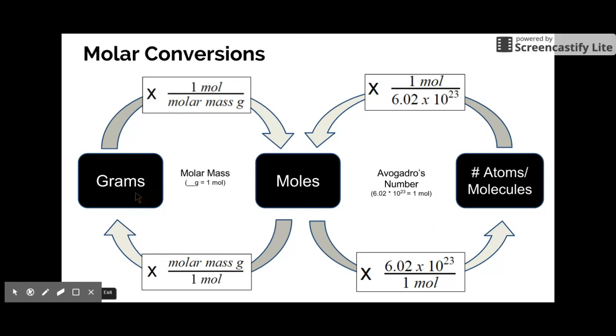So to go between grams and moles, I use molar mass. To go between moles and atoms, I use Avogadro's number. Notice there's no way to go from numbers of atoms directly to grams. I have to go to moles first, and then I can go to grams. Same thing, there's no way to go directly from grams to numbers of atoms and molecules. What I need to do is go from grams first into moles, and then moles into numbers of atoms and molecules, using both the molar mass and Avogadro's number.